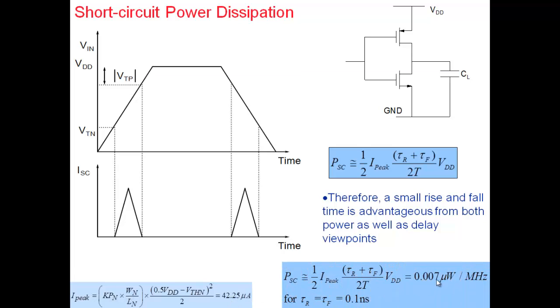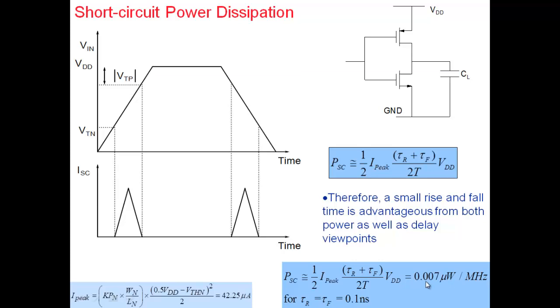And if we calculate, the value comes out to be a small value for tau r equal to tau f equal to 0.1 nanosecond. It's there, but it's not as significant as the dynamic power dissipation that we calculated here. But anyway, for the sake of completeness, you should be aware that a direct path does form, and there is a short circuit power contribution also.